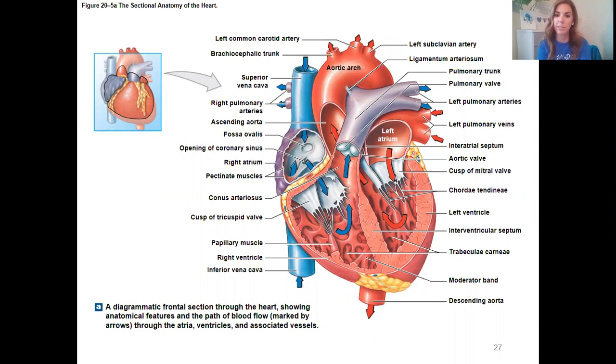As you learn blood vessels, one of the things that's difficult is that there are so many names, and that's because things will change name as it comes closer to another structure.